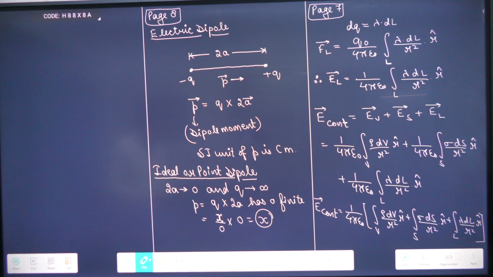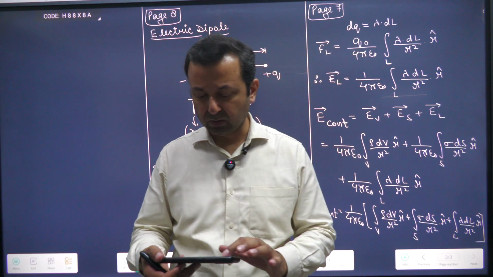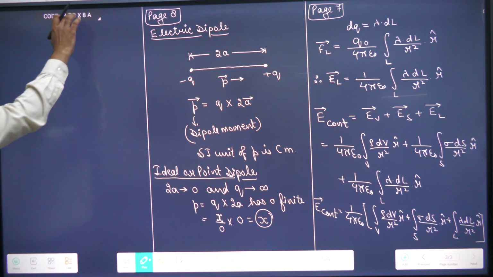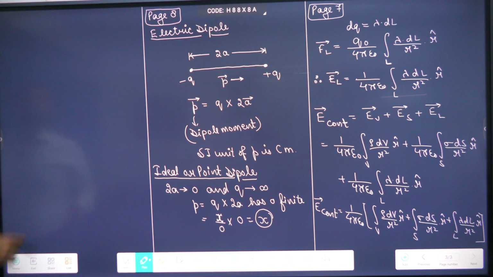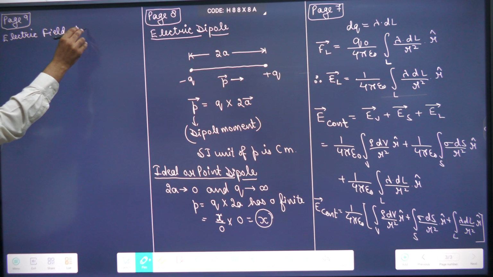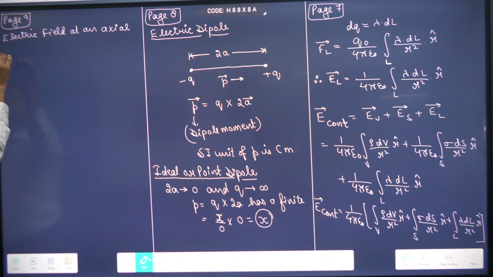Yes. Okay. Now, come to page number 35. This is dipole field. The electric field produced by an electric dipole is called a dipole field. Now, electric field at an axial point of a dipole.